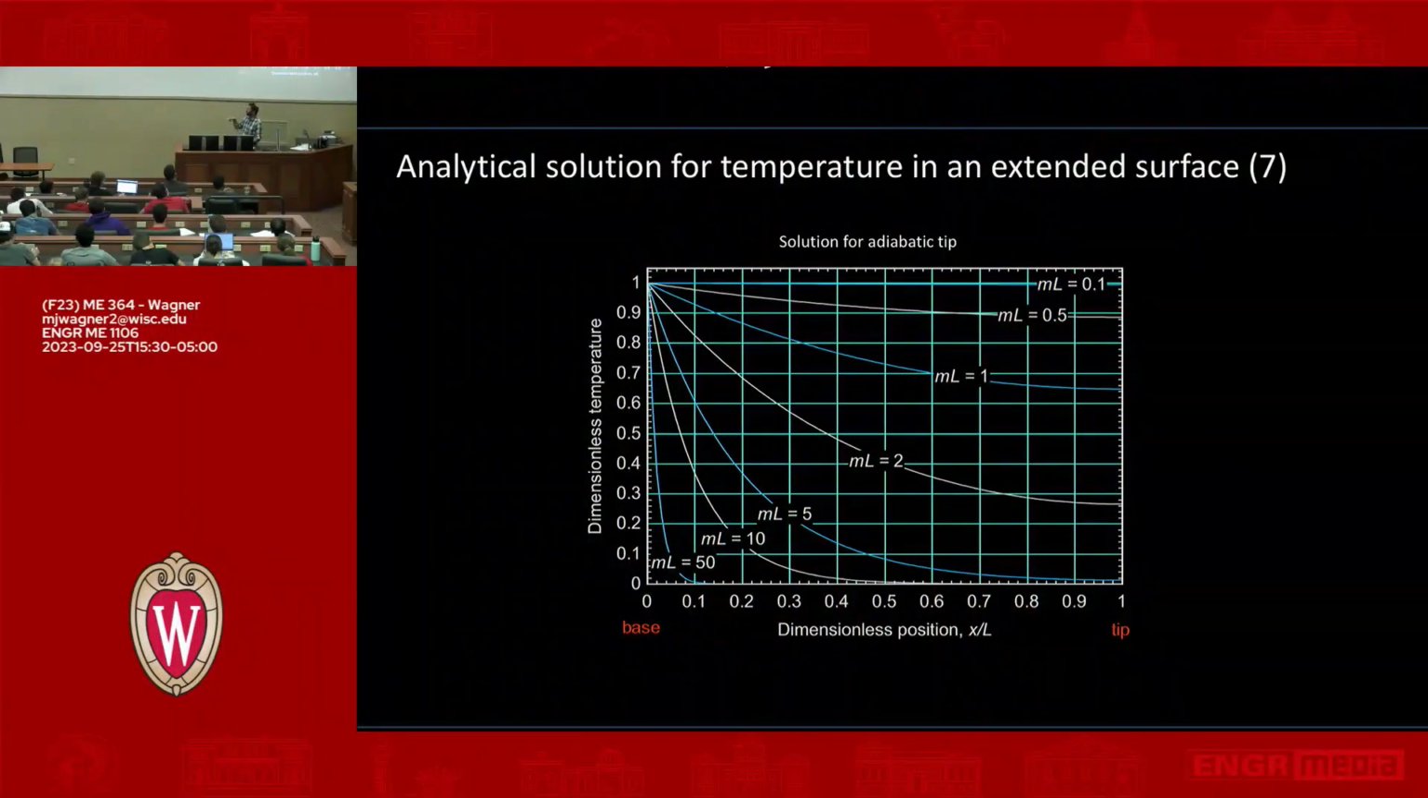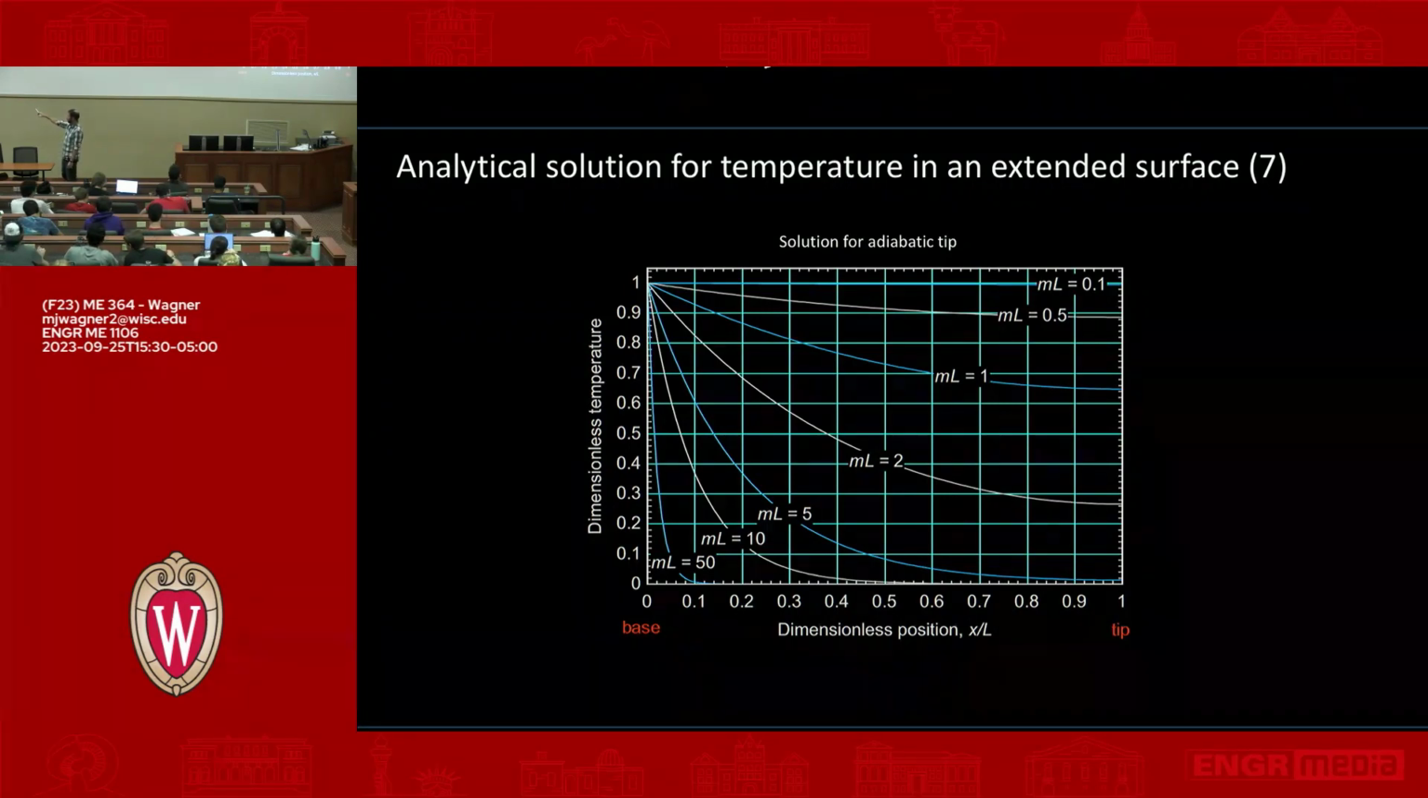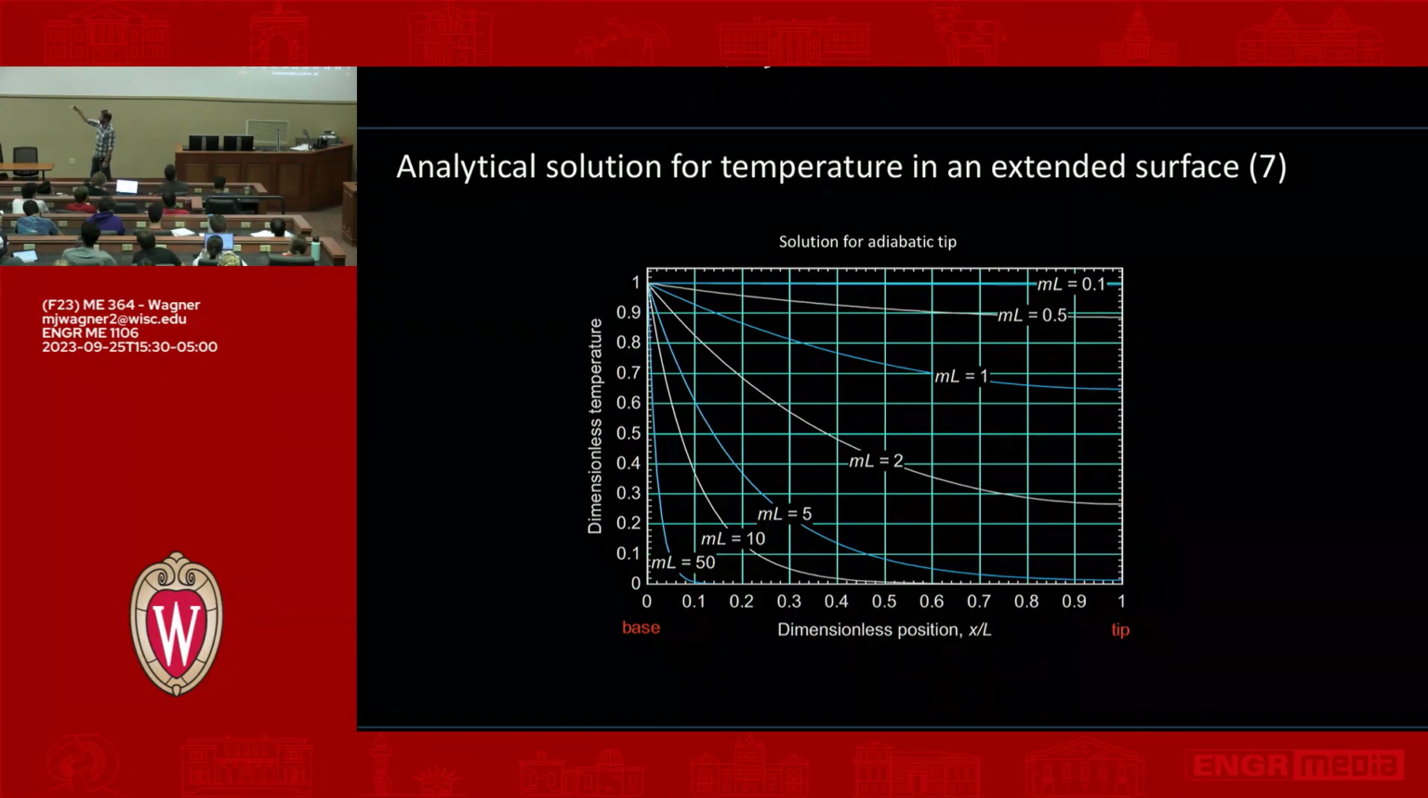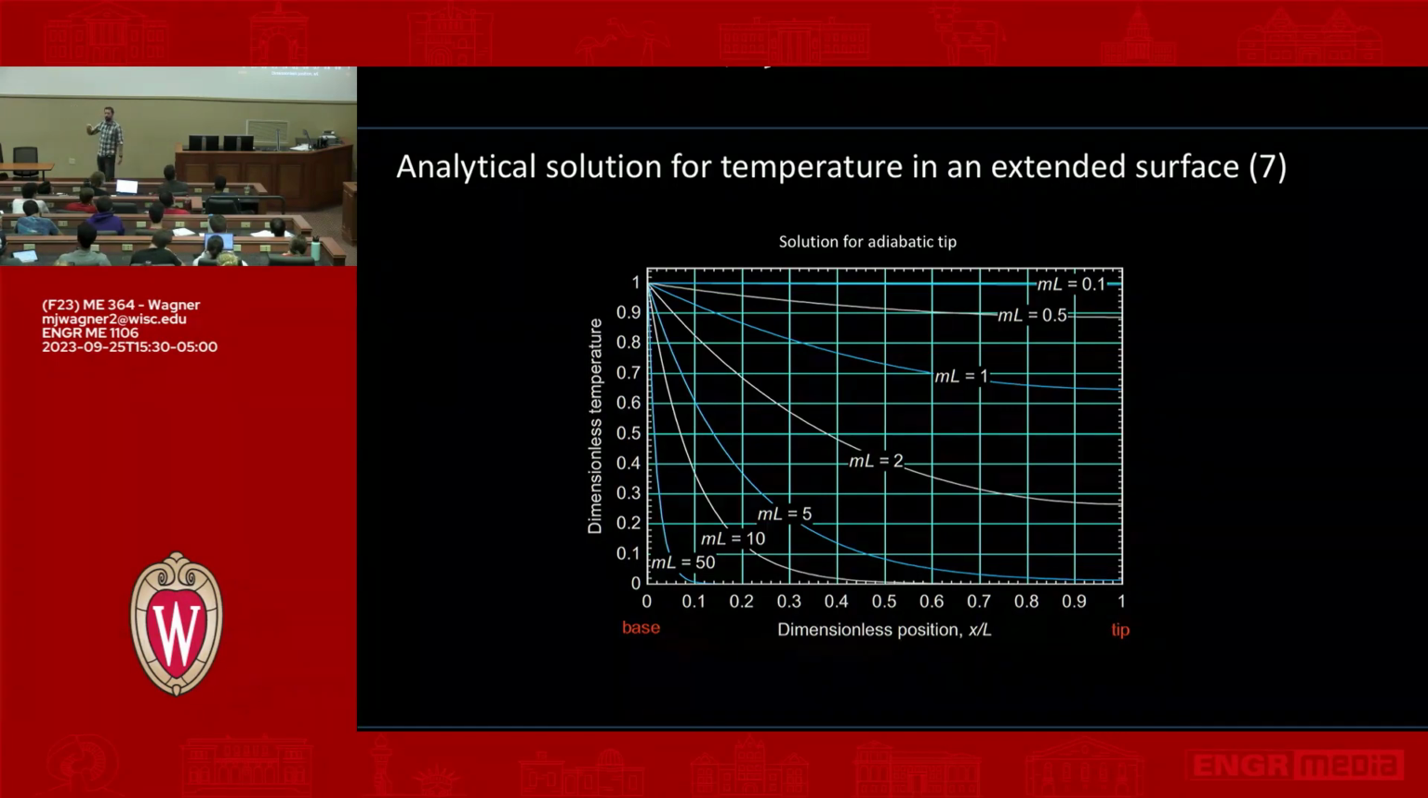If we look at m times L, like I said, it's unitless. M is 1 over meters, L is meters, so it's unitless. This plot shows us the temperature profile as a function of position, x over L from 0 to the tip of the fin, and temperature from 0 to 1, where 0 is like T infinity and 1 is like T base.